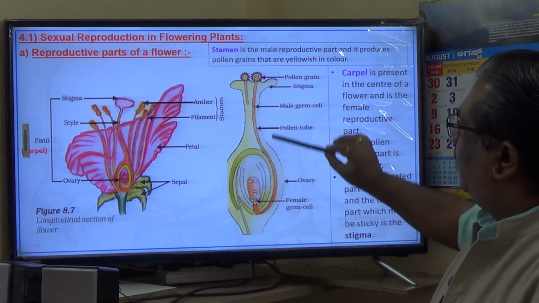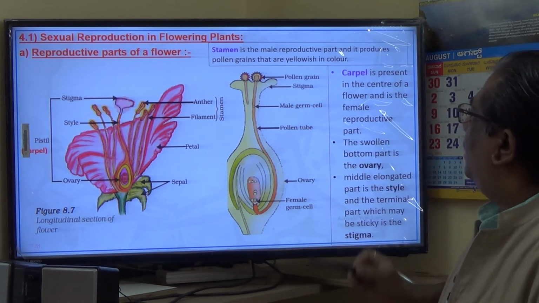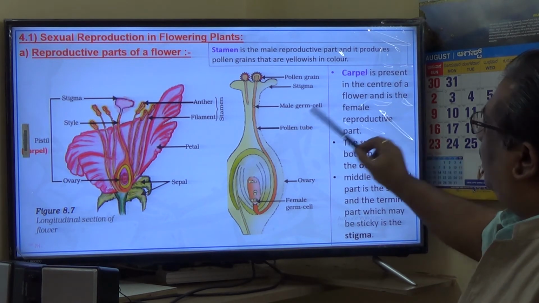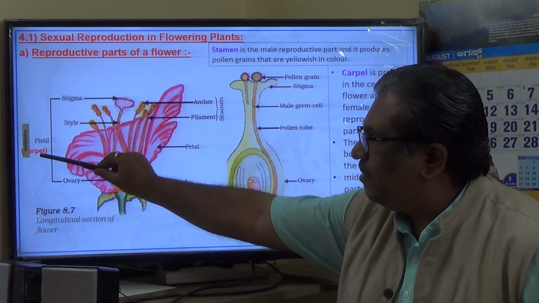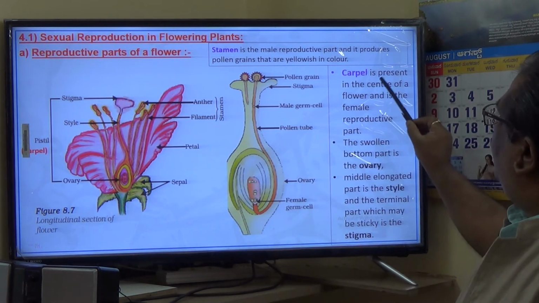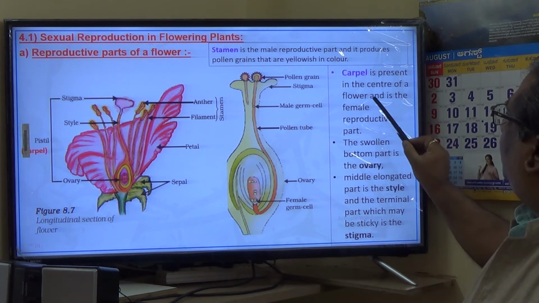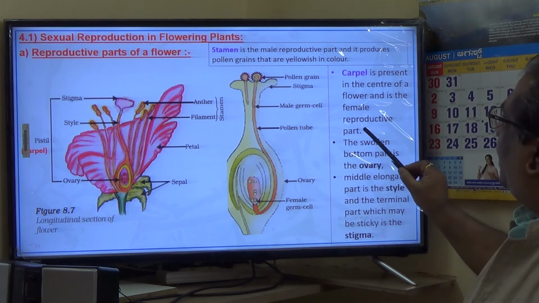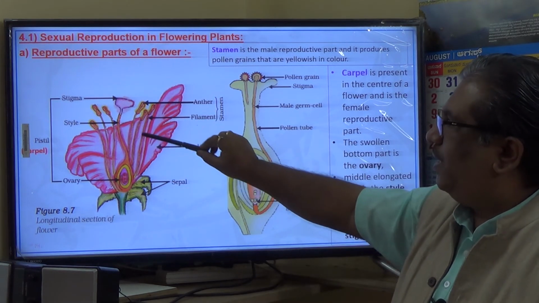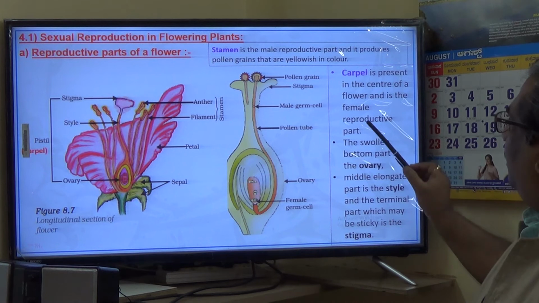Here, this is the female reproductive part, with a small description according to your textbook. The carpel, or pistil, is present in the center of the flower and is the female reproductive part of the flower.